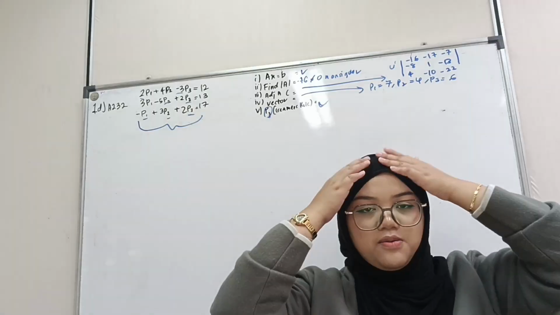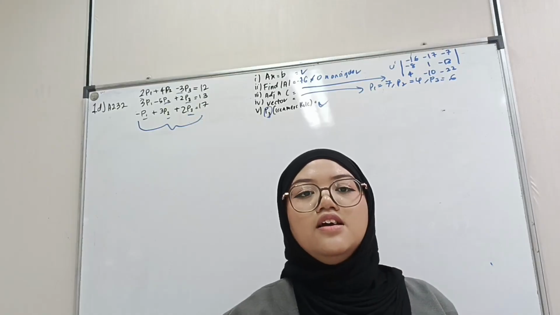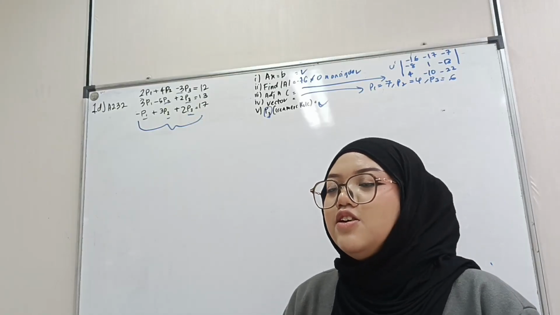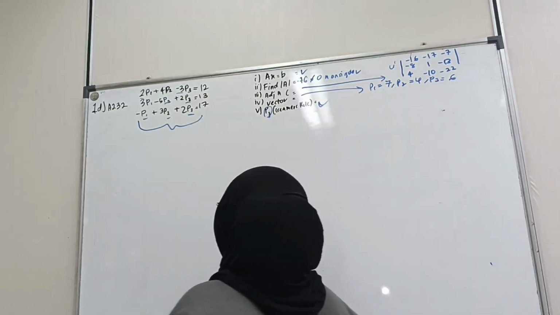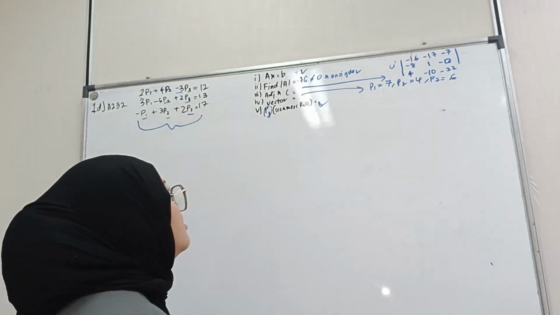Hi, Miss Rising. Today I will explain question 1D, which is from the past year paper, second semester 2023. The question asks us to determine the prices of three commodities.